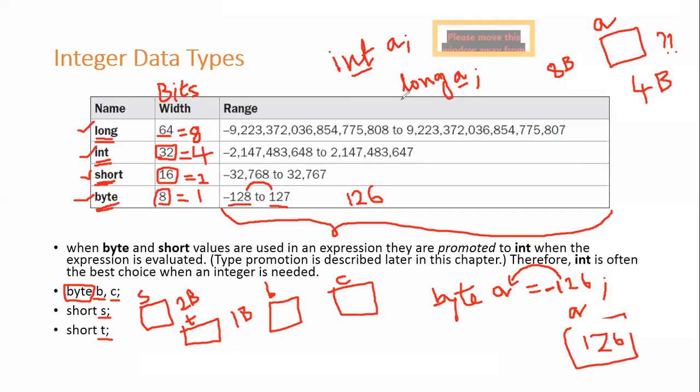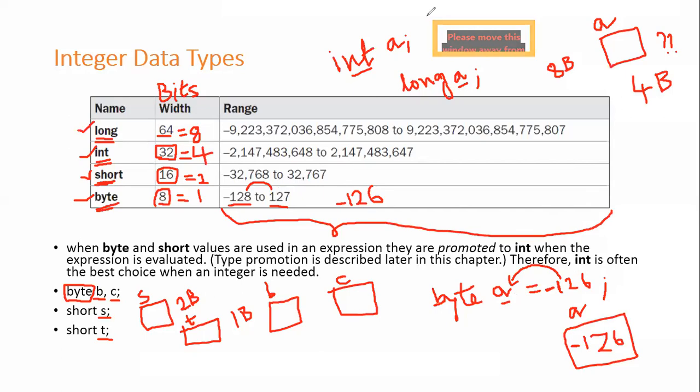Is it fine, students? So now you see that I put minus 126. Inside variable a, I'm trying to store a value called minus 126. Minus 126 falls in this range. Yes, minus 126 falls in this range. So since it falls in this range, a variable a of type byte can hold the value minus 126, right?